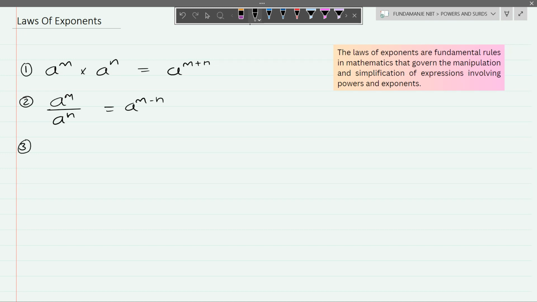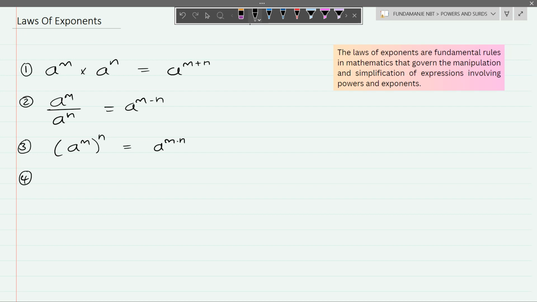Then we have the third law, which is the power of a power rule. So given a to the power of m to the power of n, this results in a to the power of m times n. So if we have a power of a power, we multiply the two powers. But if we have two bases that are the same, we add the powers. One base, two powers, we multiply.